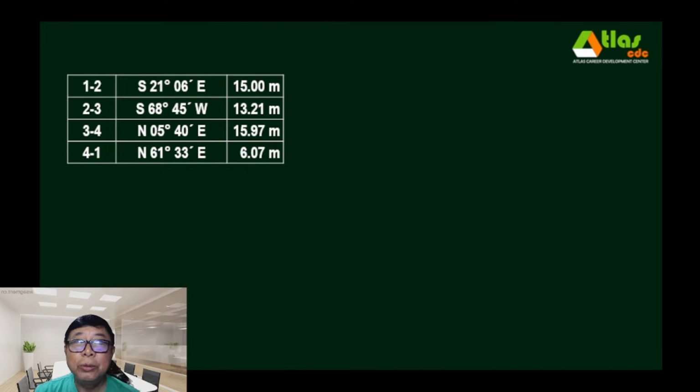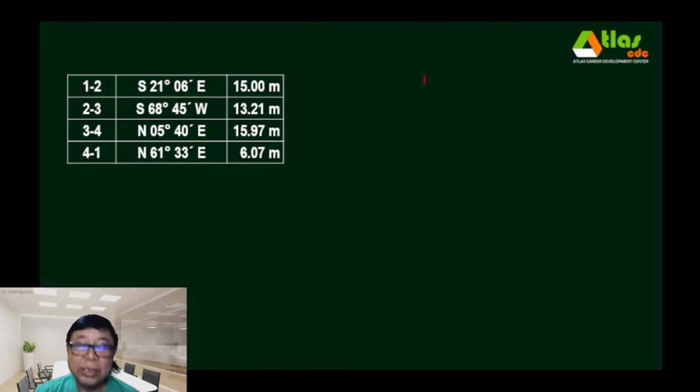So we have this example, a lot with 4 sides, a trapezoidal lot. We can compute for the DMD even without plotting the lot, but for purposes of presentation, we will try to plot the lot first. So from point 1 to point 2, we have this lot bearing south 21 degrees 6 minutes east 15 meters. So we're going to plot that.